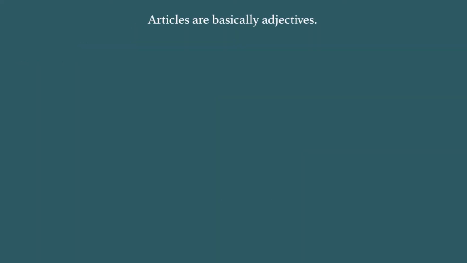Articles are basically adjectives. An adjective is the word which says something more about a noun or pronoun. Article also does the same thing. It will tell you something more about the noun. Now let us see the articles in detail.